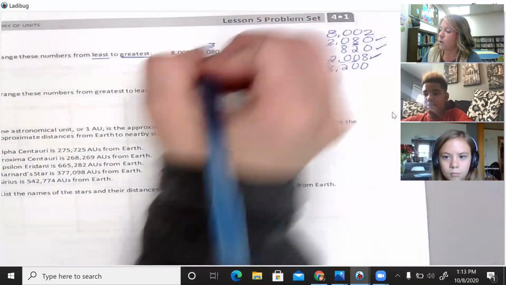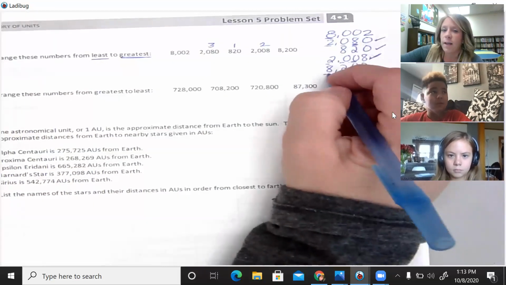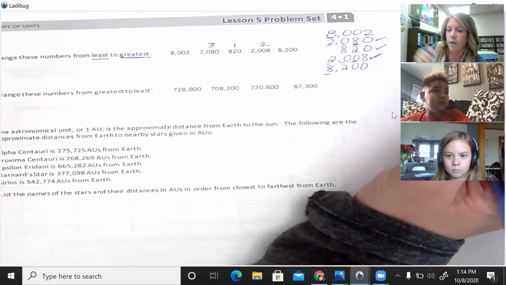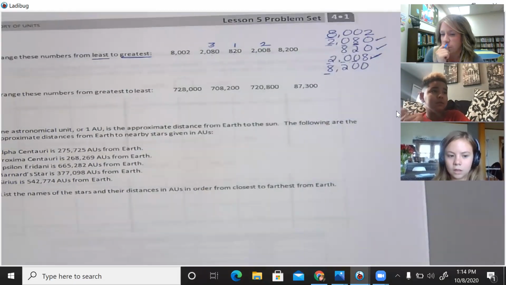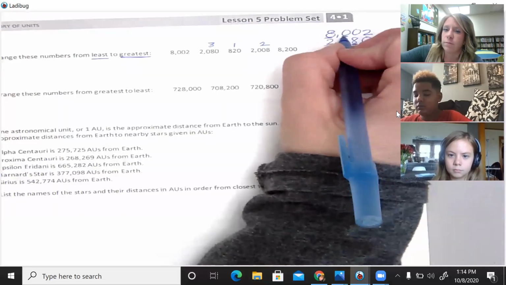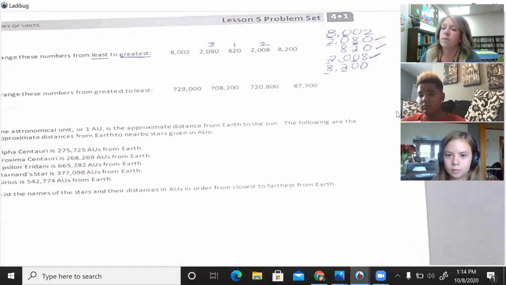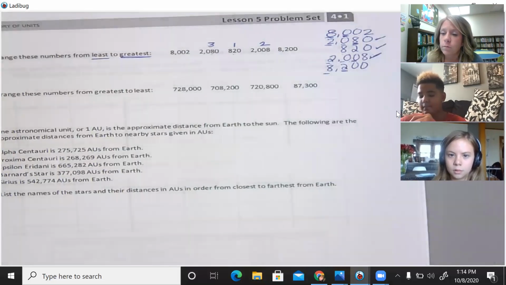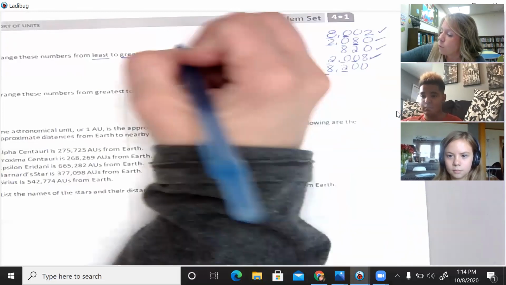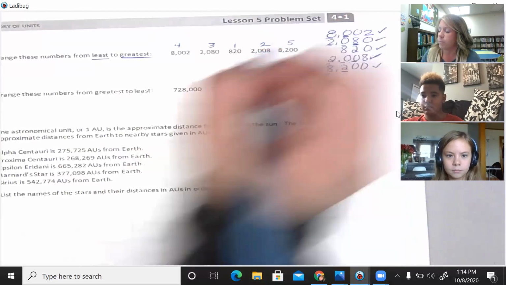Okay, Nina, why don't you pick up here? Nina, I see an 8 here and an 8 here. So does the thousands place help me at all? No. Nope, because they're equal. Let's go to my hundreds place. What do you see here? A 0 and a 2. Does that help you? Yes. Which one's smaller? 8,002. Okay, so I'm going to check that off and I'm going to put a 4 here. And that leaves 8,200 as my biggest number.